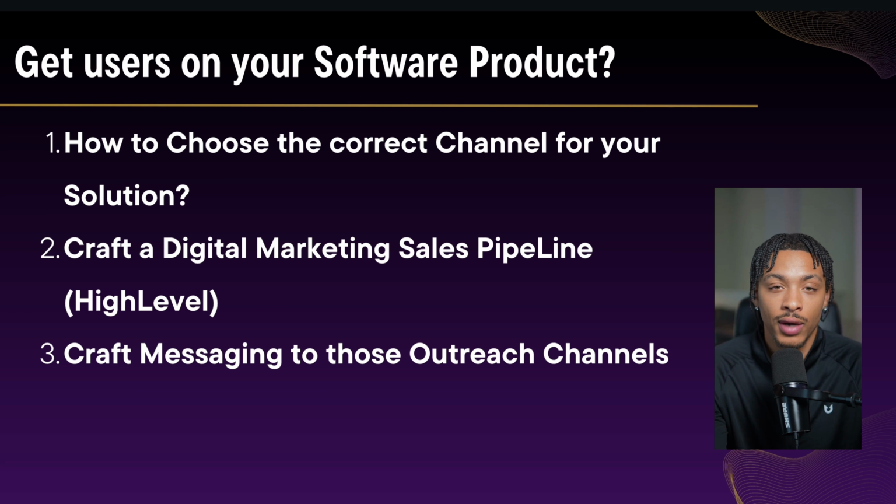It's critical that you identify the channel that you are going to be outreaching to get users on your software solution. So in order to do that, you have to craft a digital marketing sales pipeline. I'm going to be showing you how to do that with HighLevel in this video, and you have to craft the messaging at mass to those outreach channels as well. But that's the only 3 levels that you need. It's a video game. You figure out level 1, you figure out level 2, level 3.